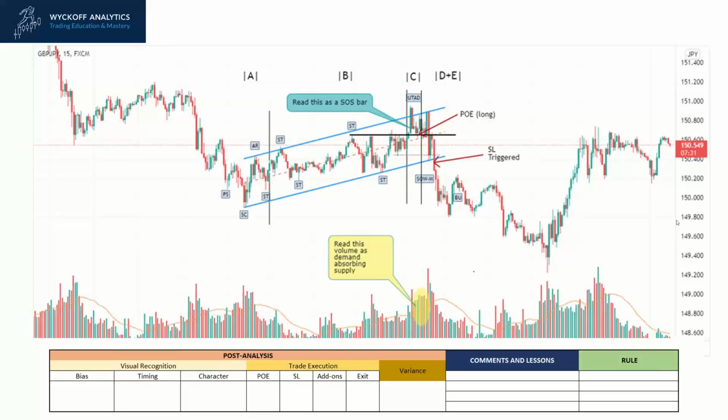Franz, so how do we do the post-analysis? Well, let's start with the visual recognition part and the bias. I don't think I'd give him a yes. I think I'd give him a no on that. What do you think, Roman? Probably no.